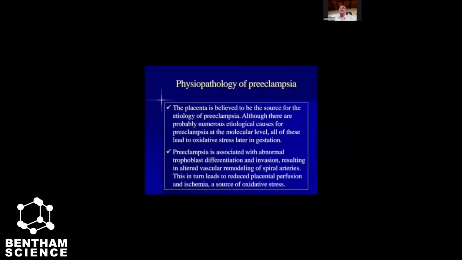The placenta is believed to be the source of the etiology of preeclampsia, although there are probably numerous etiological causes of preeclampsia at the molecular level. All of these lead to oxidative stress later in gestation. It is associated with abnormal trophoblast differentiation and invasion, resulting in altered vascular remodeling of spiral arteries. This in turn leads to reduced placental perfusion and ischemia, a source of oxidative stress.